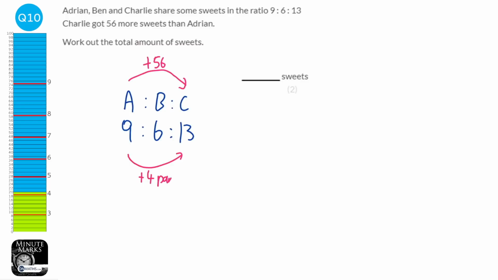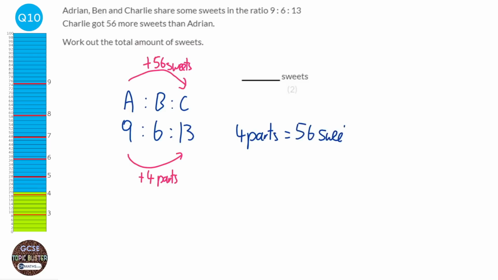So plus 4 parts which represents plus 56 sweets. So the 4 extra parts are worth 56 sweets. So 4 parts are worth 56 sweets. So 1 part would be 56 divided by 4, which is 14 sweets.